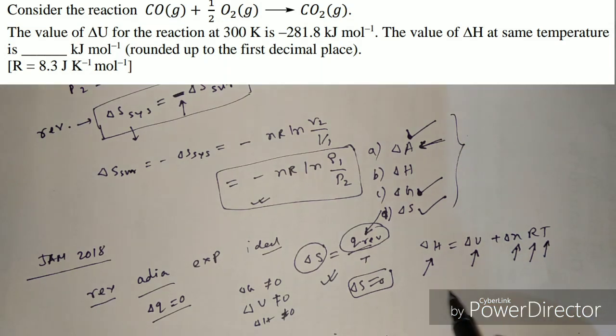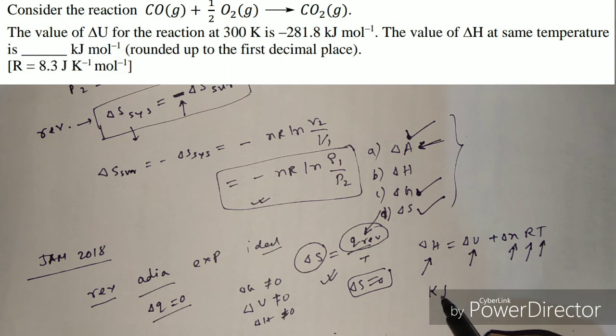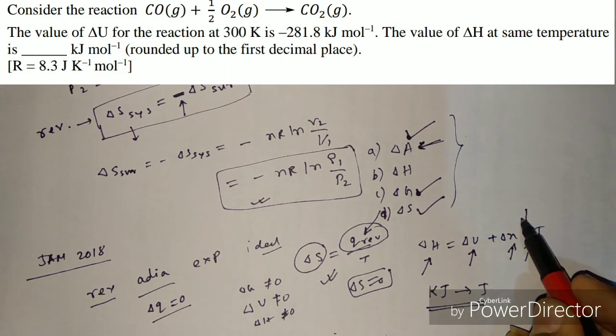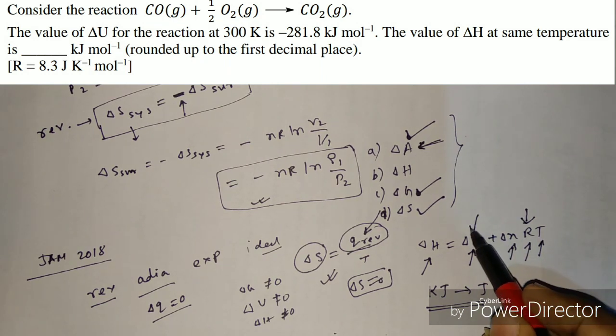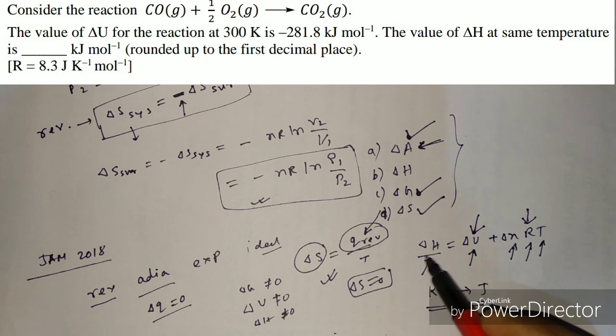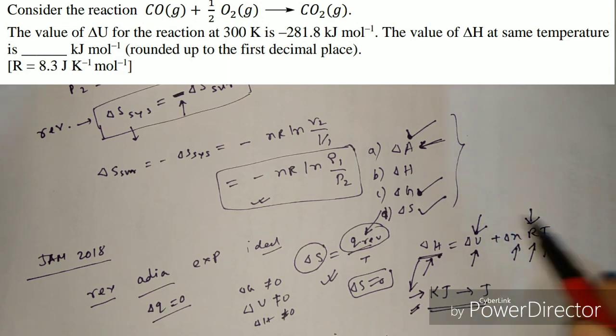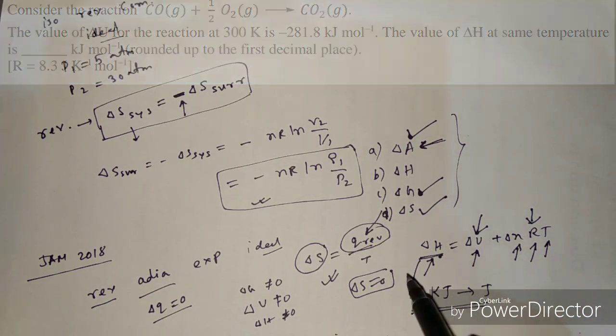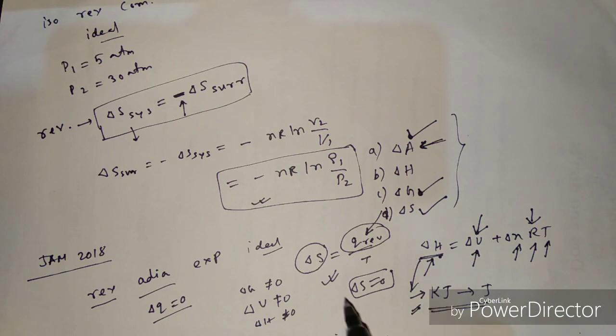Here one thing is important, that I have said in my previous video: you need to consider the kilojoule and joule conversion. R is given in joule and delta U in kilojoule. So first convert it to joule, then calculate the value of delta H in joule, then convert the value again to kilojoule. So you need to consider all these things, so take care of them. And now coming to the next question.